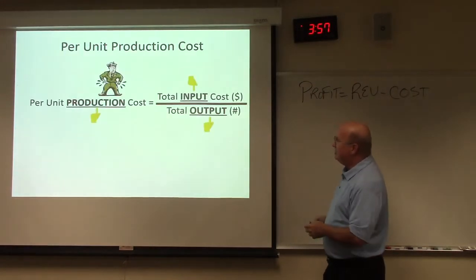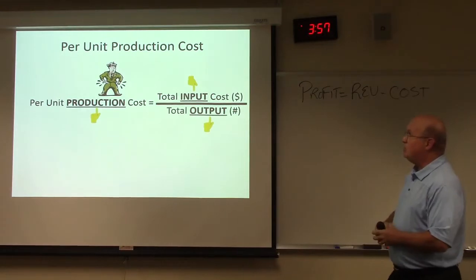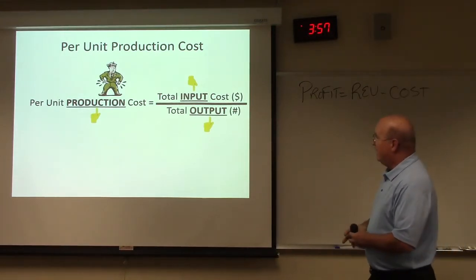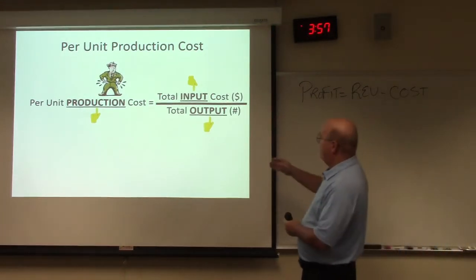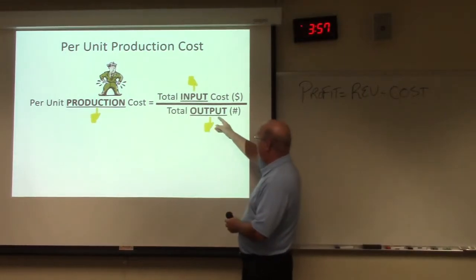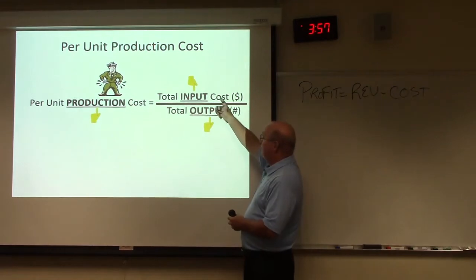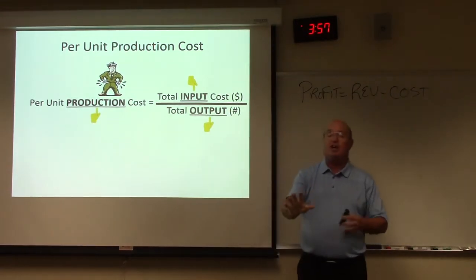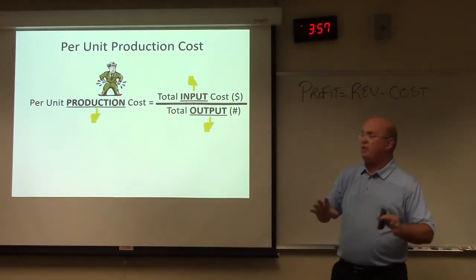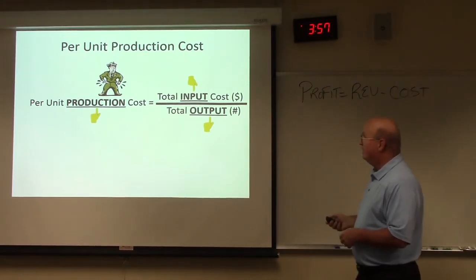But we need to take a look at two measures, and the second one is the unit production cost. Now we're still using the total output number, but notice it's at the bottom this time. And instead of using total input numbers, we're taking a look at the cost of all of the resources we use. That's now on top.